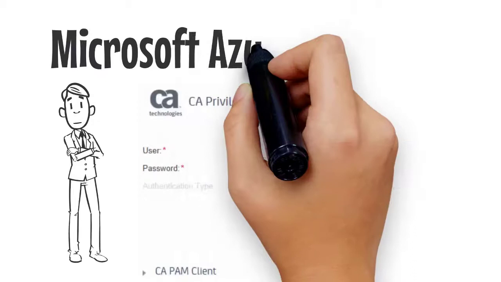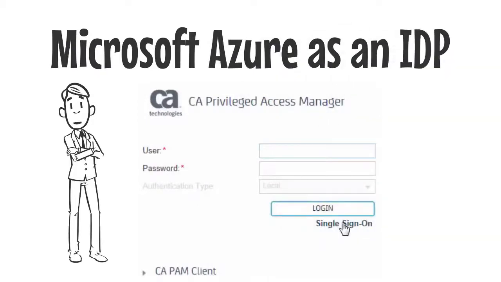Also, PAM now uses Microsoft Azure as an identity provider. Regardless of whether your CA Privileged Access Manager instance is deployed in Microsoft Azure, you configure PAM to use Active Directory on Microsoft Azure as its identity provider using SAML.